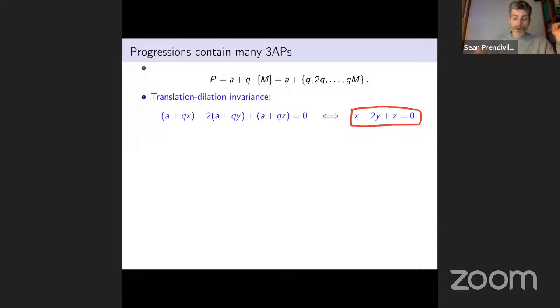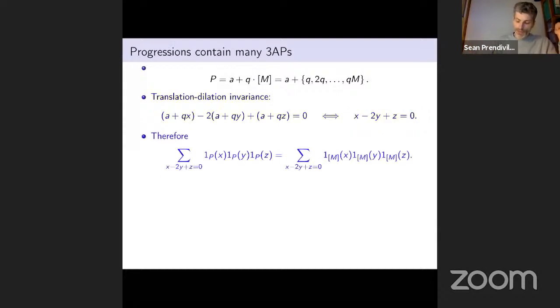Okay, so our equation is translation, dilation, invariant. And the upshot of that is if you're counting solutions, counting three-term progressions in your set P, it's the same as counting progressions in the interval 1 up to m. So I've taken one number theory problem and reduced it to an even easier number theory problem.